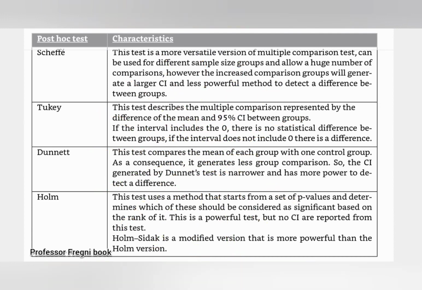Holm test. This test is a method that starts from a set of p-values and determines which of these should be considered as significant based on the rank of it. This is a powerful test, but no CI are reported from this test. Holm-Sidak is a modified version that is more powerful than the Holm version.